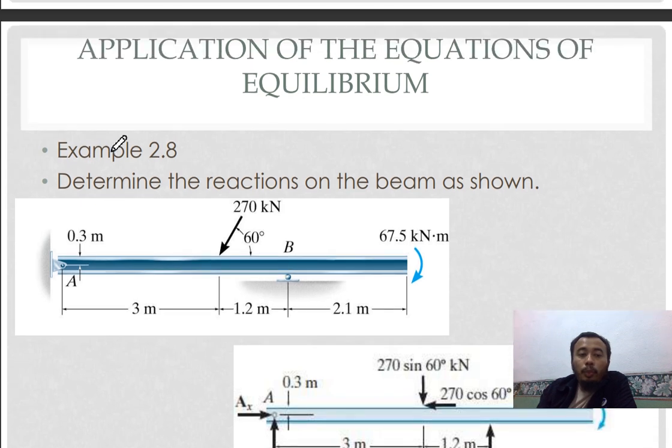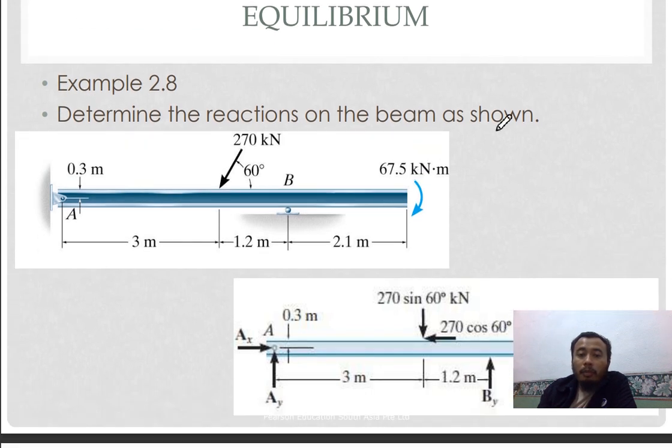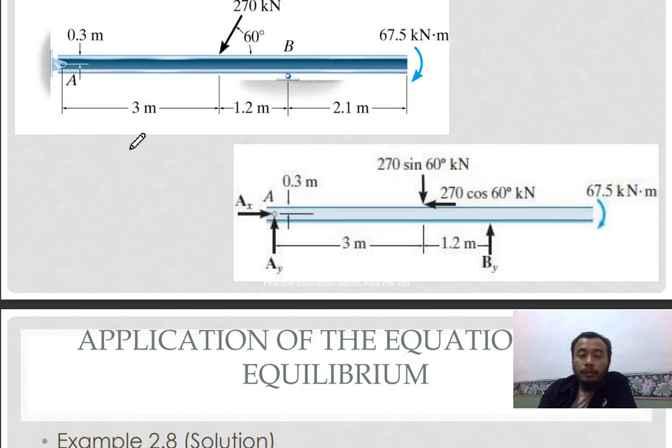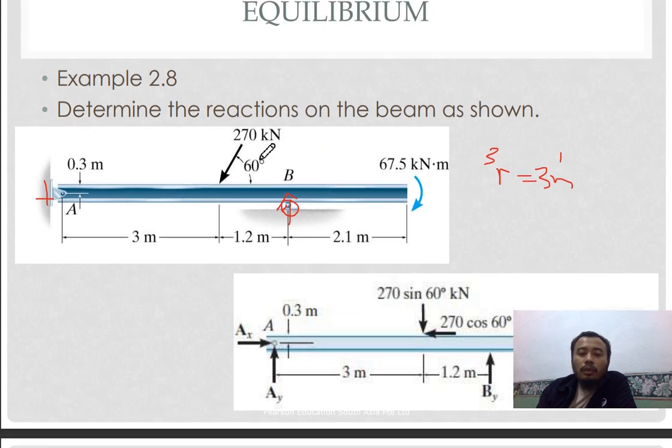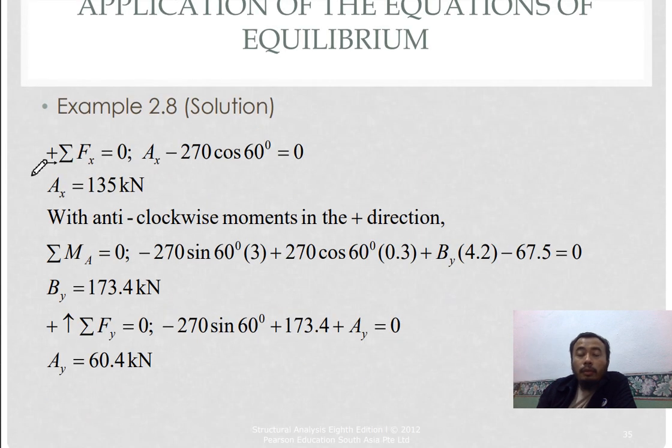Example number 2.8, determine the reactions of the beam as shown. So this one has a real value. So you have a pin here, and then a roller here, and a force acting at an angle. So basically R equal to 3n, your n is 1, and your reactions are 1, 2, 3 only. So it is statically determinate.